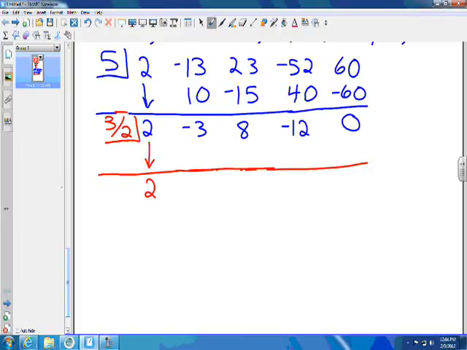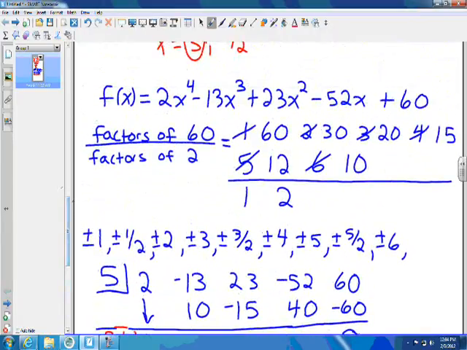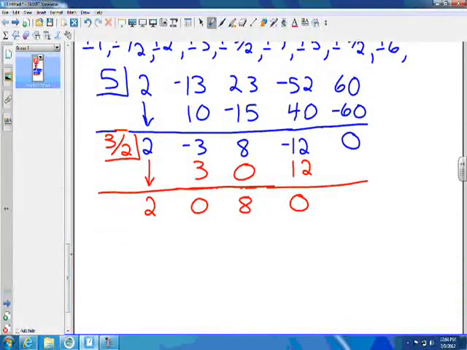So 2 times 3/2. 3. It's 3. Add down. Times 3/2. Add down. 8 times 3/2. Add down. And we got 0. So we started with a 4. The first time we found a 0, we got to a 3. Now we're at a 2, so we have 2x squared plus 8 equals 0.